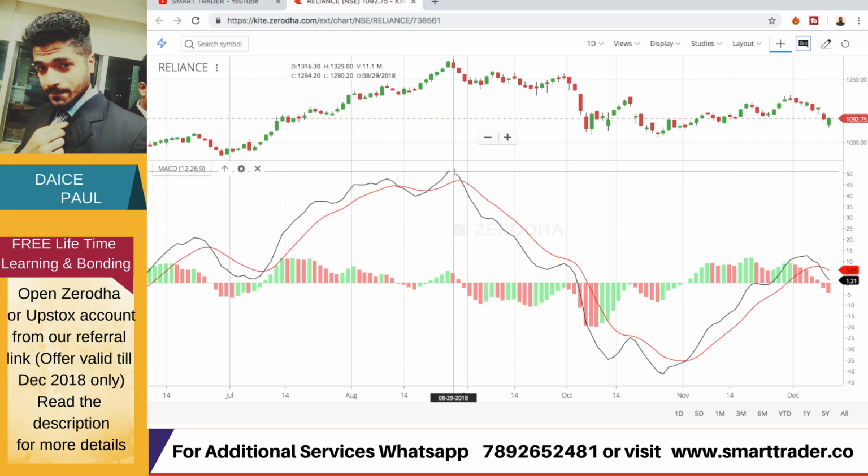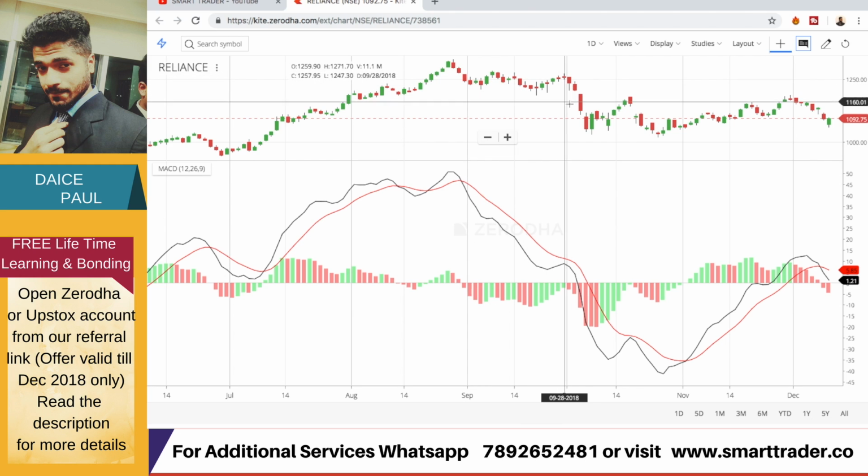right? Sell trend. So black went crossed below the signal line, red is the signal line, black went down, and if you see, the stock price also has almost gone down. So this is one logic which people use in this particular thing.